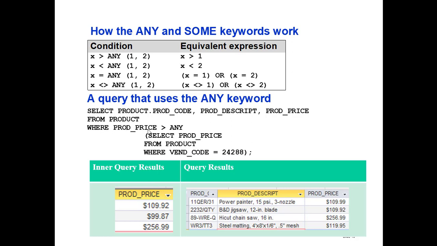Well, what's the lowest? $99.87. So as long as the product price for some product is greater than $99.87, it's going to display. And as you take a look, we've got 4 records that are greater than the $99.87. Do you see where the $99.87, as long as it's greater than any of these, and those are.